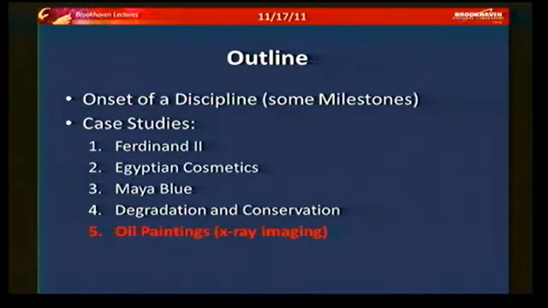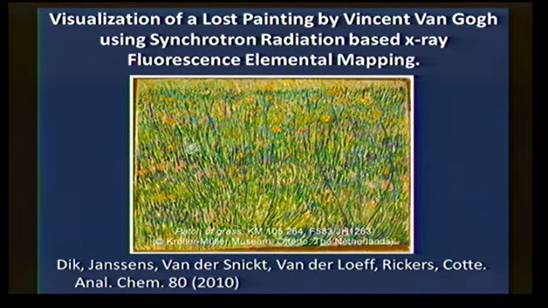Okay, so let me now go through my last example. This is a very nice piece of work done by Joris Dik and Koen Janssens. They were interested in this painting by Vincent van Gogh from the end of the 19th century. This painting, kept in Paris, is called Patch of Grass. This is how it looks. If you X-ray radiograph this picture, there was suspicion that maybe there is something underneath this particular landscape.